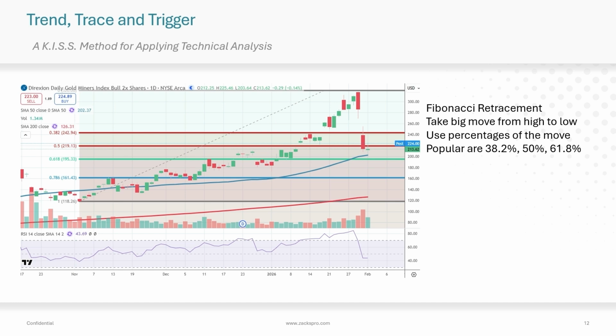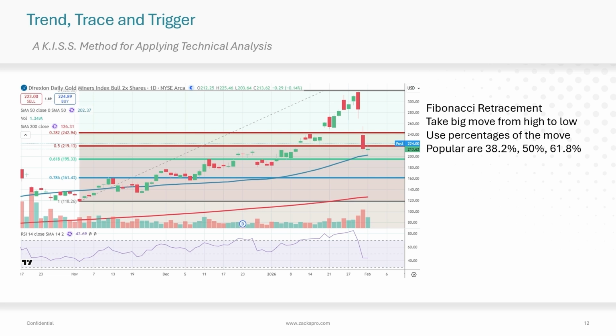So here we drew up some Fibonacci retracements. This is the gold miners index bull 2 times shares. I only use this just so the move would be a little bit more pronounced so we could see it. This is NUGT, I think, is the ticker on this one. And I drew from the November low to the all-time high. And then from that, we have our retracement levels.